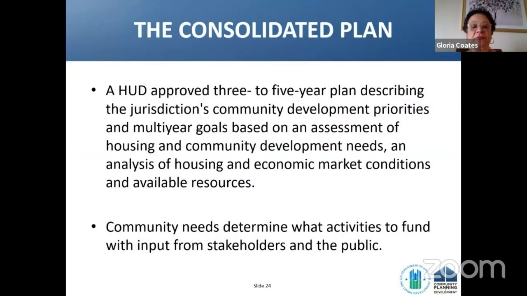Okay, this is your basic definition of a consolidated plan. You notice here it says 3 to 5 year plans. And they identify the grantee's priorities for community development and multi-year goals, hence the 3 to 5 year, based on assessment of the things identified here. Needs to address homelessness, community development needs, economic development, affordable housing, for example, whatever the needs of your communities are.